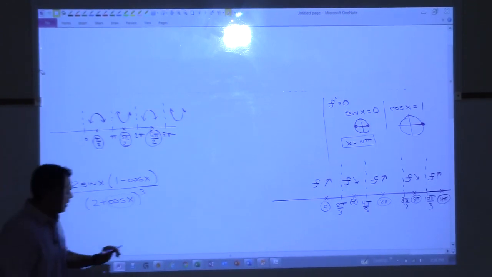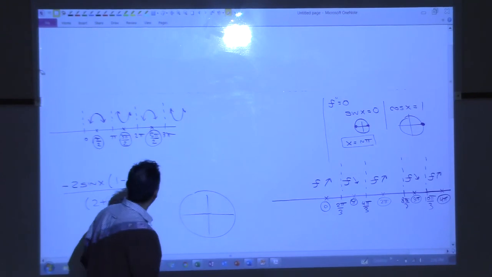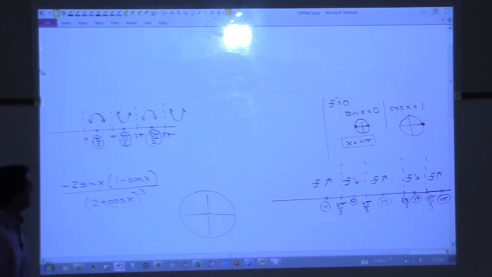So where do we have inflection points? Every multiple of pi, we have an inflection point.